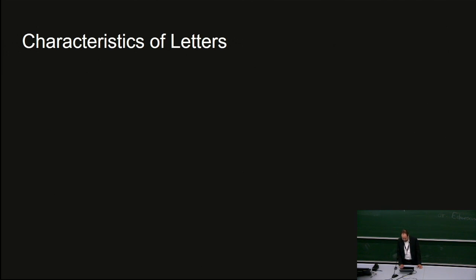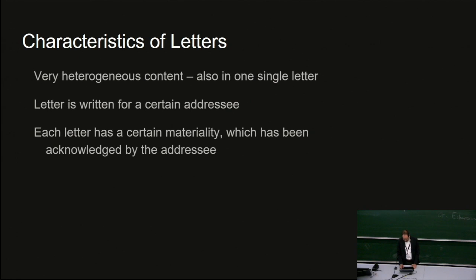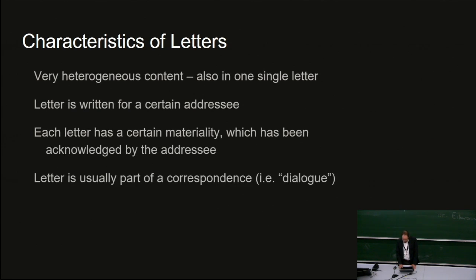Letters are a special text type which has some characteristics. First, the content of letters is very heterogeneous. Often different persons, events, publications, and so on are mentioned. Secondly, the letter is written for a certain addressee, which has to be taken into account when we interpret the source. Besides the text, the letter is, if preserved, also a physical object with certain properties which has been acknowledged by the addressee. And last but not least, a letter is usually part of a correspondence between two or more persons. And furthermore, the letter is part of a larger correspondence network.